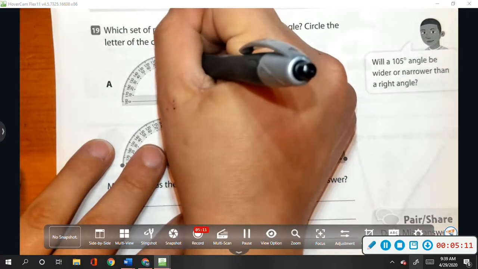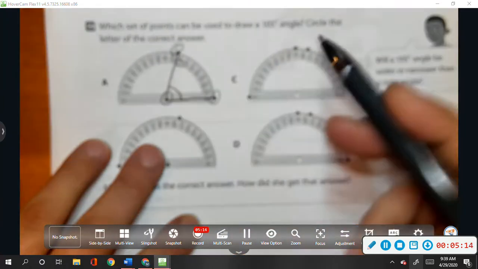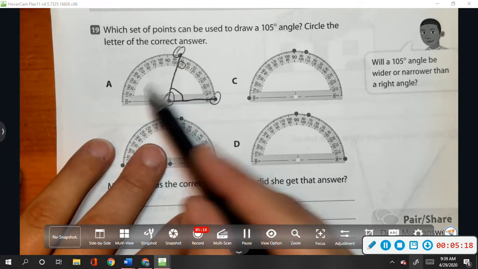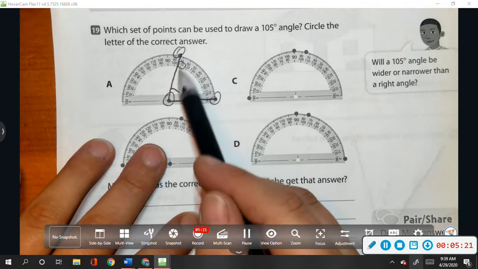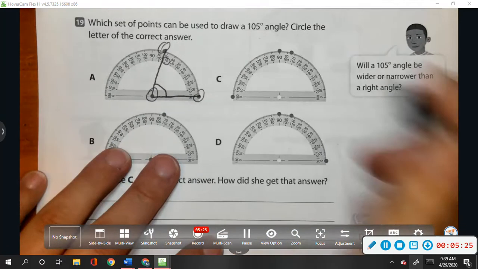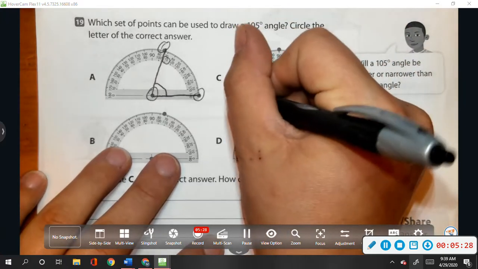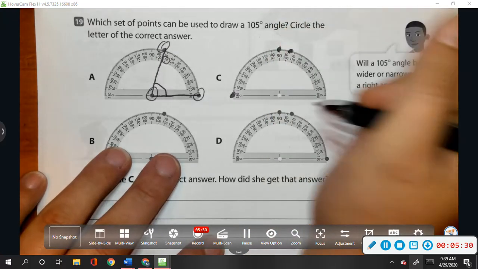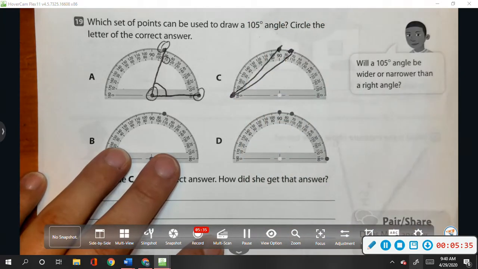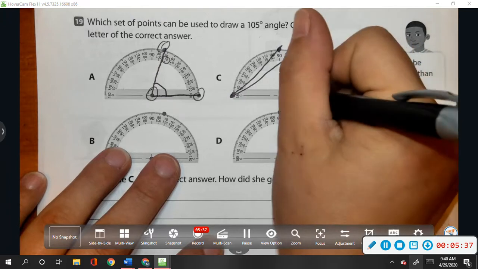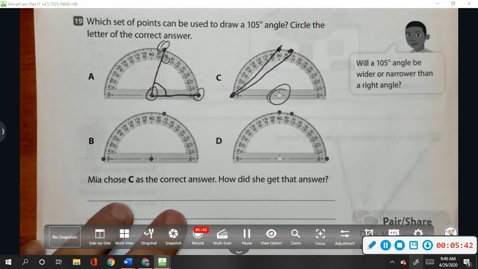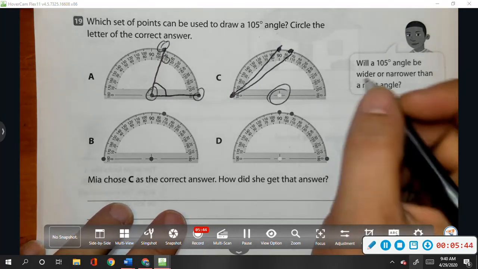No, the measurement looks right, but I know that this angle should be obtuse because it's more than 90 degrees. But the points drew an acute angle. So let's look at this one. So we have a point here, a point here, and a point here. So maybe this way? No. This is all skewy because it's not lined up with our vertex, is it? No. Let's look at D.